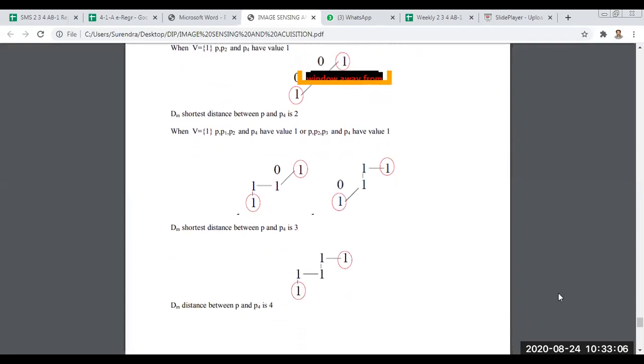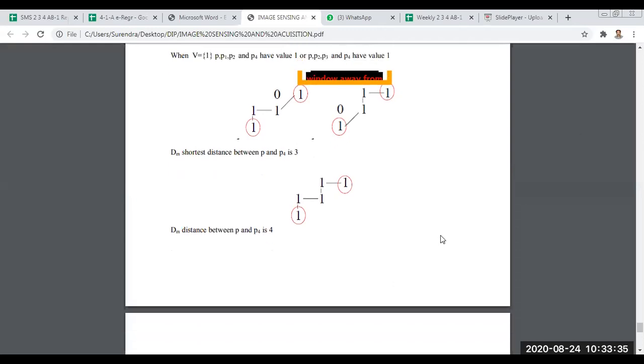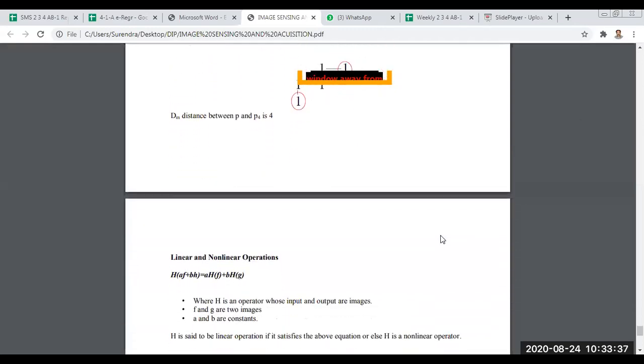Next, DM distance 4. Here all are having pixel values equal to 1. There is no dark pixel, all are white pixels. So consider what is the shortest distance? 1 to 1, 1, 1 to 1, 1, 1 plus 1, 2, 3 and 4. So your shortest distance is, this is P and P4. The distance between P and P4 is 4. Okay. So like this we are calculating the distance between two pixel values.